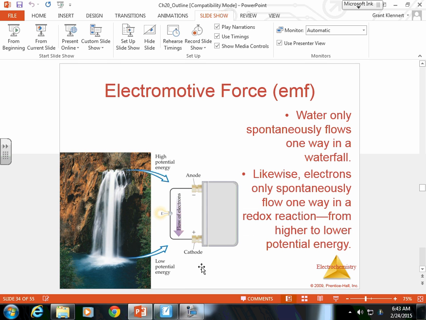Now, when we talk about voltaic cells, we're going to talk about volts. Volts in electricity is kind of how electricity travels, or how our electrons travel. So think of it this way. Water only flows one way in a waterfall. Electrons are the same way. Electrons are going to flow one way in a redox reaction, from higher to lower potential energy. Think of it like a waterfall, high to low. That's the same exact way that electrons are going to travel in a voltaic cell, from high energy to low energy.